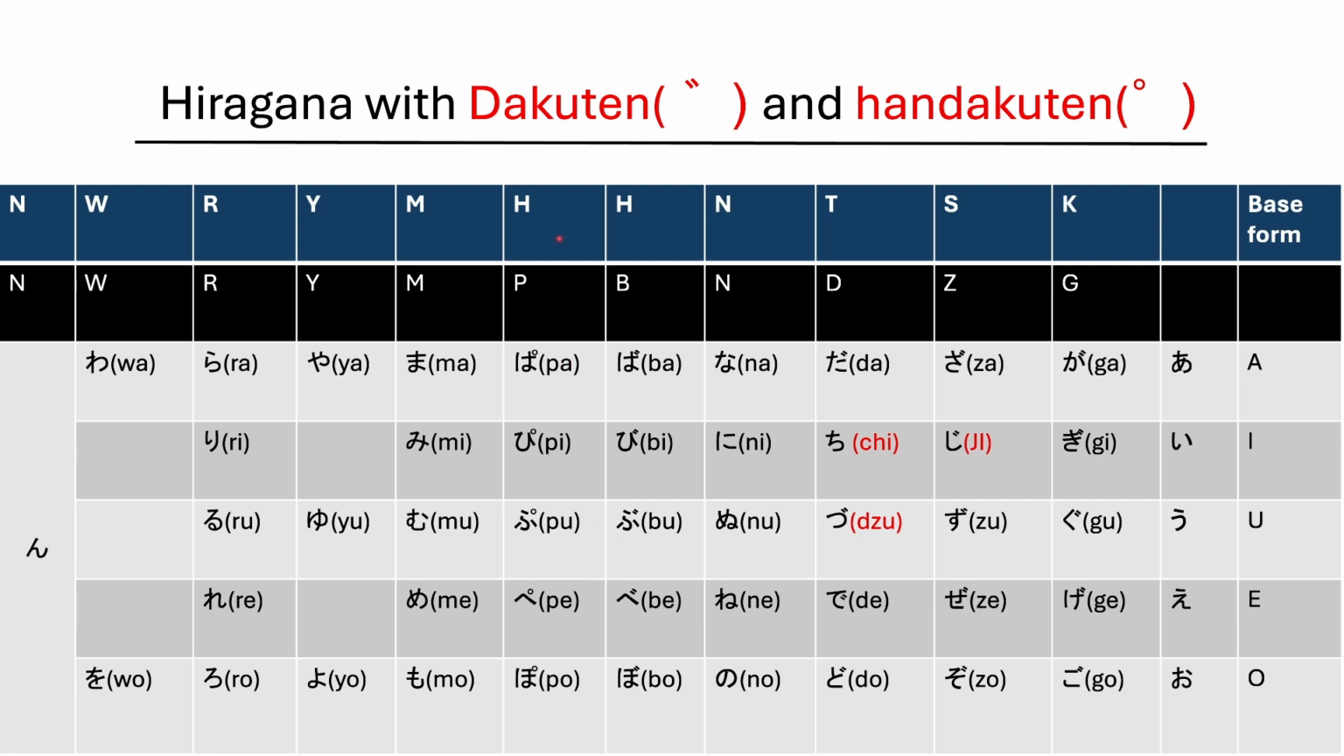So the dakuten can be added in many places, but the handakuten can only be added in the h column. The handakuten is very important. This red column, this column.